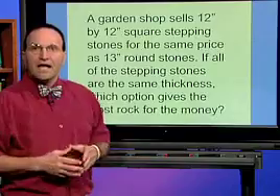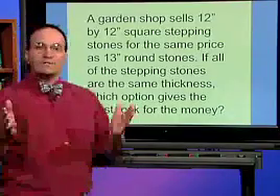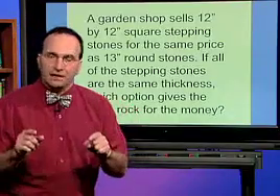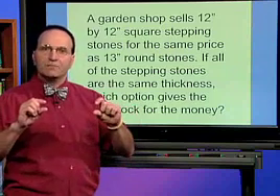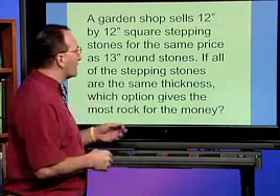Here's an example. A garden shop sells 12-inch by 12-inch square stepping stones for the same price as a 13-inch diameter round stone. If all of the stepping stones are the same thickness, which option gives the most rock for the money? Well, what we need to do is compare the area, because the thickness is the same. We want to compare the area of the square to the area of the circle.